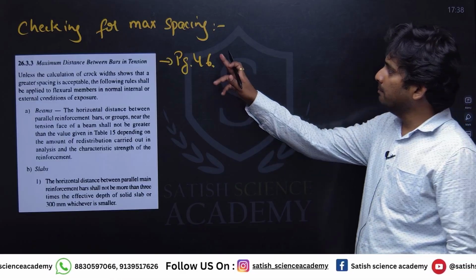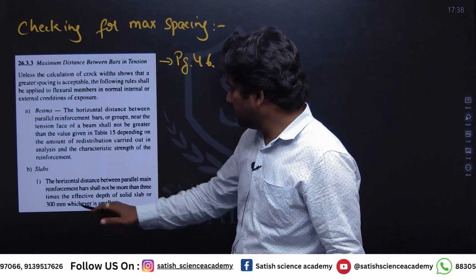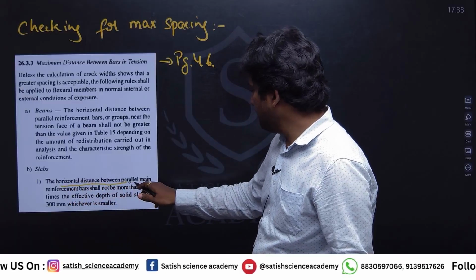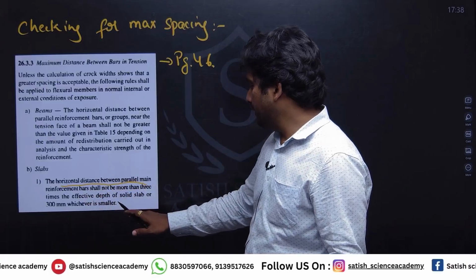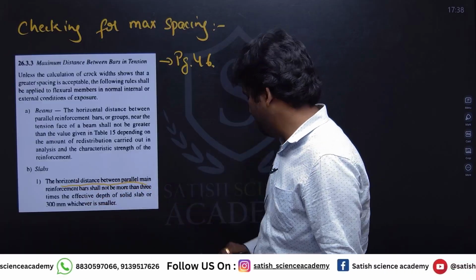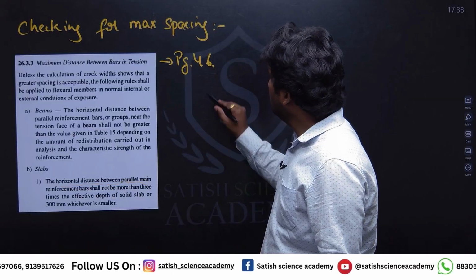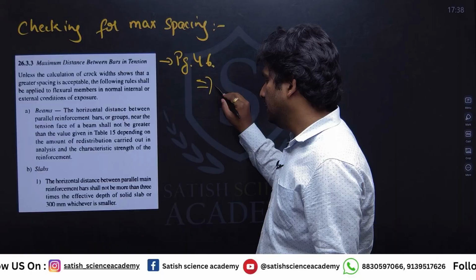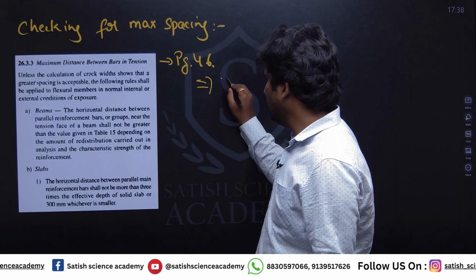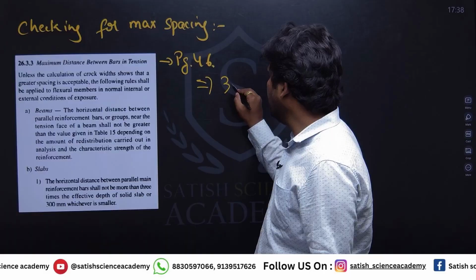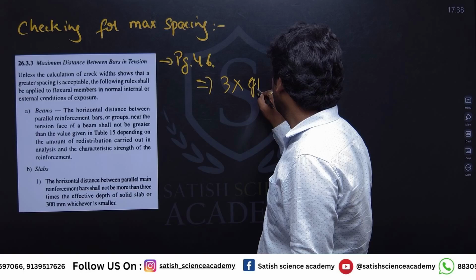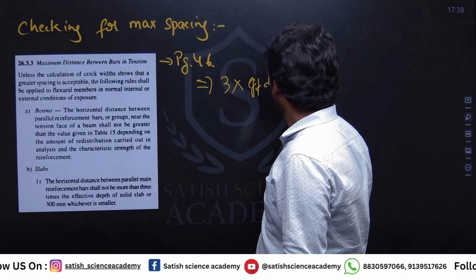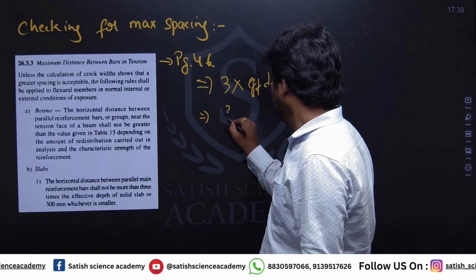So check for maximum spacing. For slab, the horizontal distance between the parallel main reinforcement bars shall not be more than 3 times the effective depth of solid slab or 300 mm, whichever is smaller. So one condition says it shall not be more than 3 times the effective depth of solid slab, and another is 300.